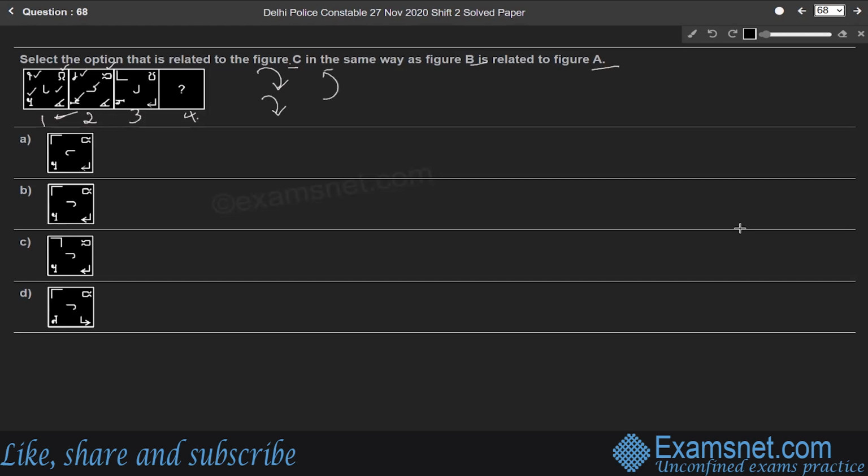Right? So the shape in the bottom right corner remains as it is. So apply the same criteria for figures 3 and 4 also. Here, the shape in the upper left corner is flipped upside down. So this becomes like this.